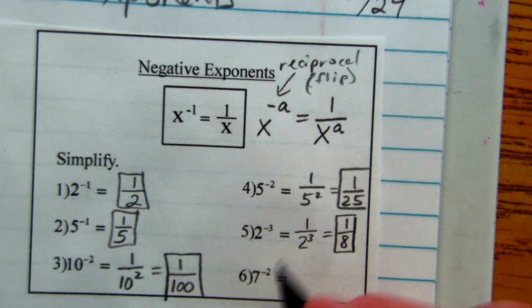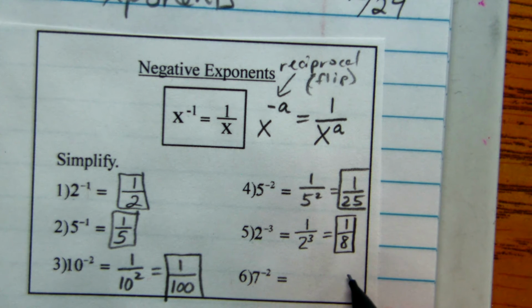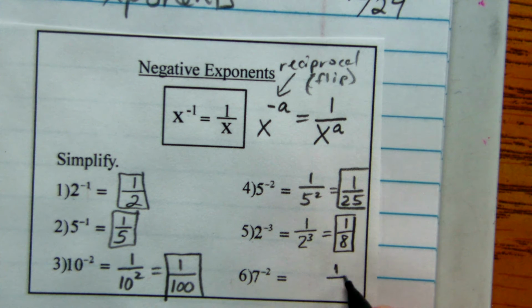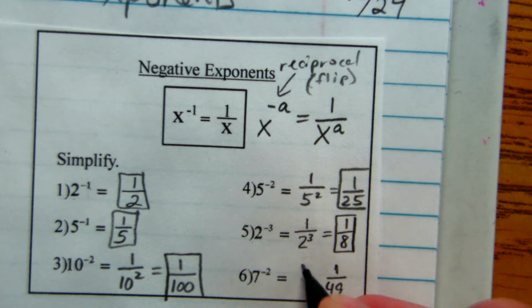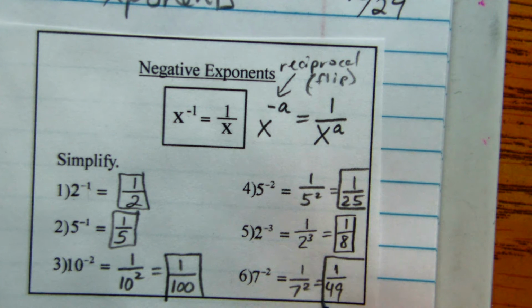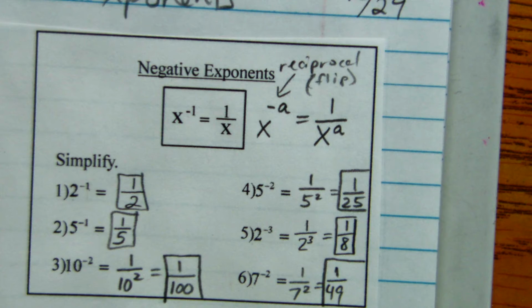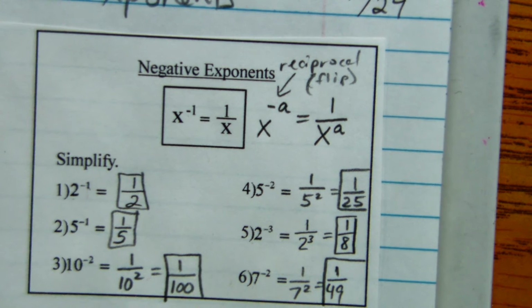Okay, so on number 6, I have 7 to the negative 2. You want to try it? What do you think? 7 times 7, that's 49. So it would be 1 over 49, because this is 1 over 7 squared. Okay, so that's the basics for those. And then we're going to look at what happens when we have some fractions here in a second. So we're going to do one more box.